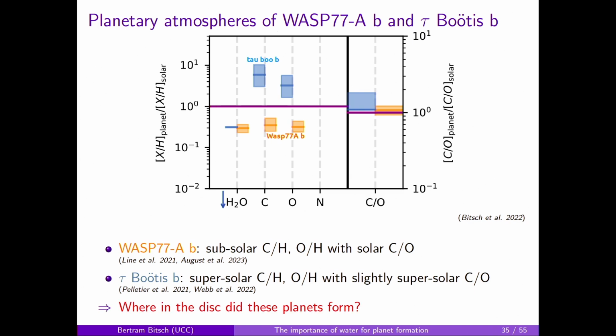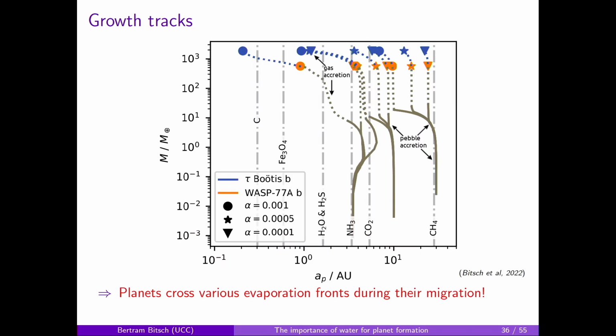Now the question is, where did these planets actually form? So the idea here is we run a lot of simulations where we have planets that are growing and migrate through the disk, and then we can check their composition from our simulations, and then we compare this to the composition that is observed. And this is what you see here.